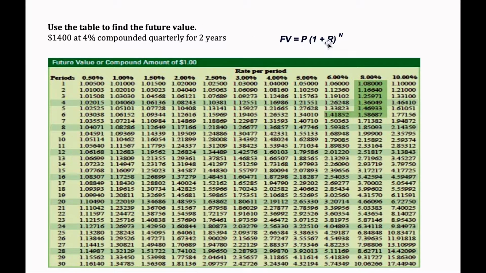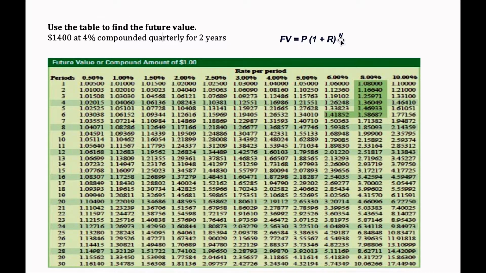R stands for rate. Here you're given 4%, but it is compounded quarterly. Quarterly means 4 times a year. So in your formula, instead of using 4%, you will use 4% divided by 4 equals 1%. Again, this is done because the question says 4% is compounded quarterly, meaning this calculation is done 4 times a year. So for each calculation, instead of using 4%, you will be using 1%.